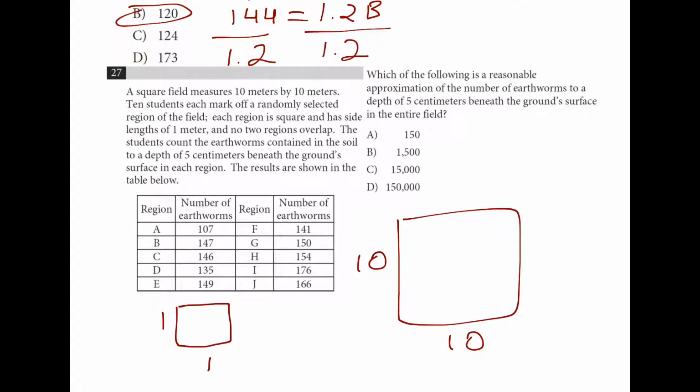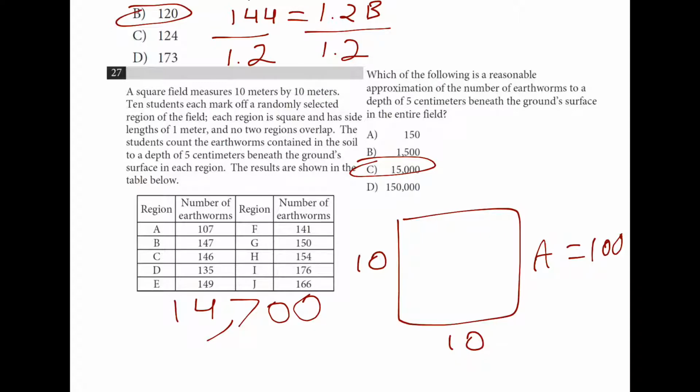So each of these regions has an area of 1. The dimensions are 1 by 1, so the area is equal to 1. But if I consider the entire field, the dimensions are 10 meters by 10 meters. So the area is equal to 100. And that's what I'm going to have to multiply to figure out the earthworms in the whole field. So if I was to take the average number of earthworms for each of these regions, it comes out to somewhere around 147. And since I'm multiplying that by 100, I move the decimal place 2 to the right, meaning I add 2 zeros. And the closest answer is C, 15,000.